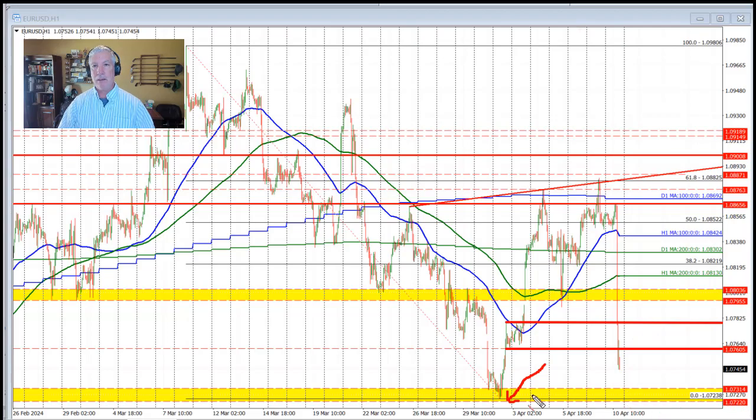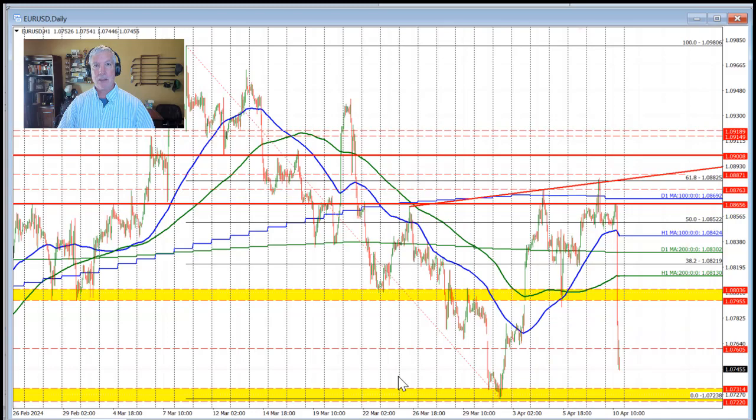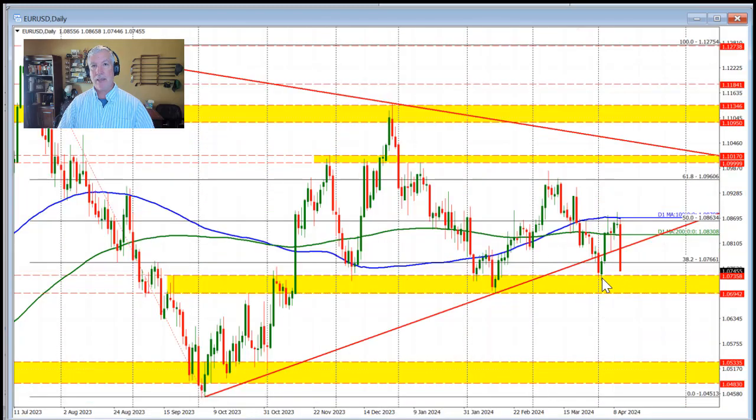So on the downside, getting below the low price here opens the door for further selling. Let's take a look at the daily chart, see where we stand, and that's this low right here. And below that level, we come down to this low right here at 1.06942. If we break below that level, it really opens the door to the downside for the euro versus US dollar.